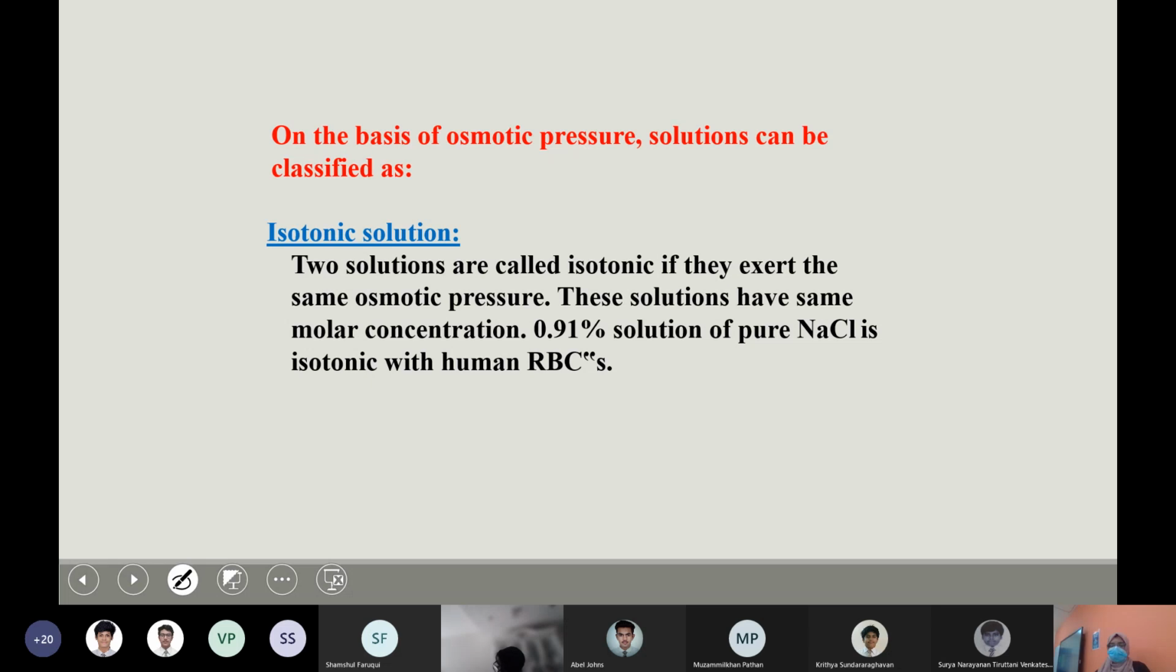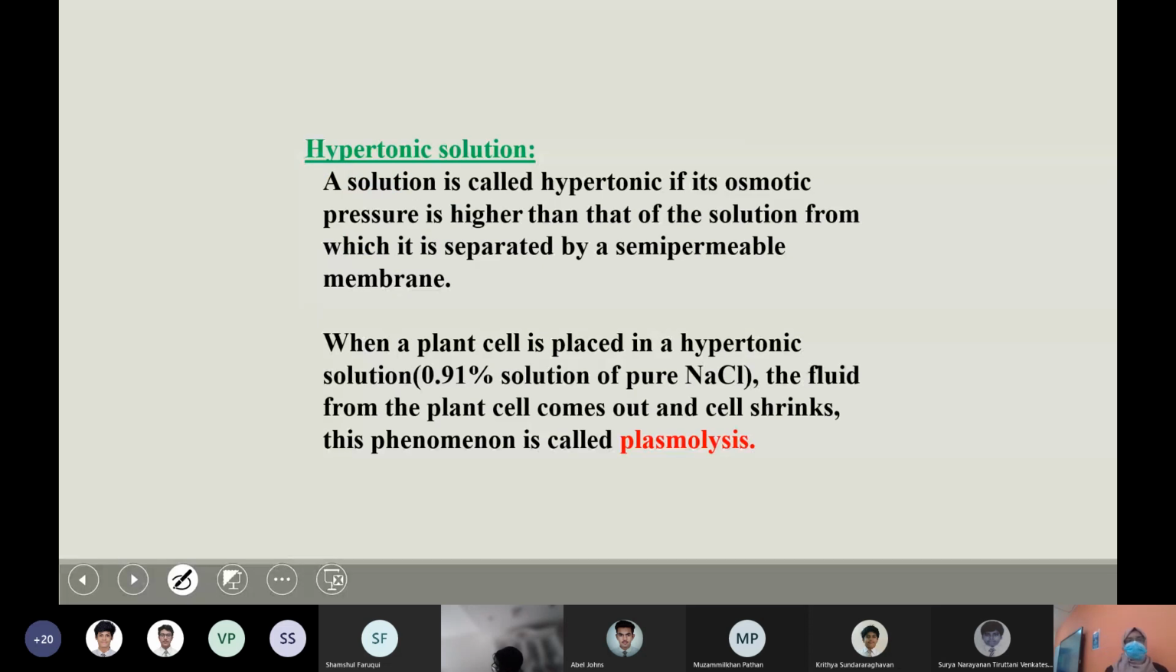Okay, similarly you have two more types other than the isotonic. Next one is hypertonic solution. Again, here also you can see from the word hypertonic, what does it mean? More than, like hyper is more. So here hypertonic solution means a solution where it has got more osmotic pressure than the solution from which it is separated by a semi-permeable membrane.